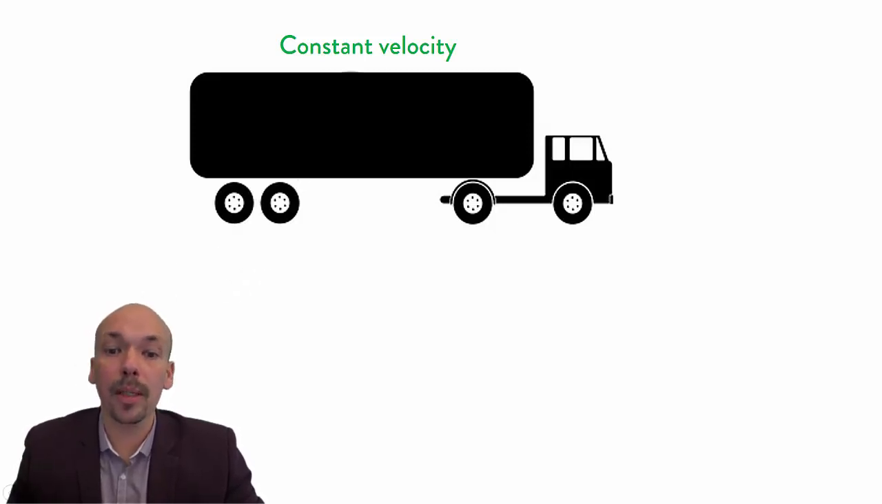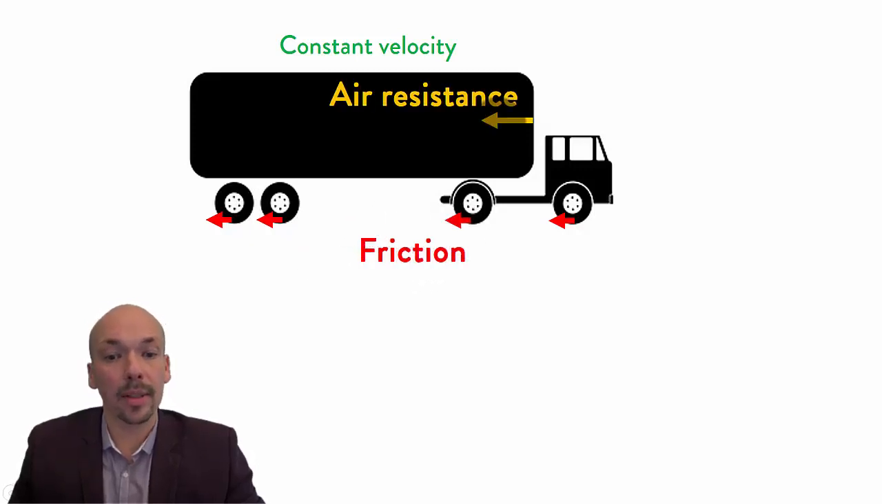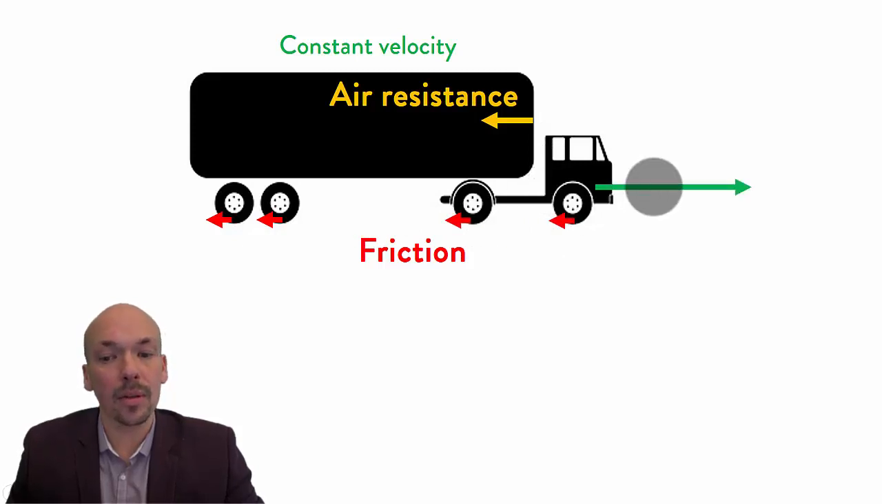We have a truck going with a constant velocity, and when a truck is going with a constant velocity, there are still frictions. So for instance, the tires have a friction on the road and they are going backwards, and there's also air resistance going backwards. So to cancel these out, the engine needs to have a constant force forward. So to go with a constant speed, you need a constant force forward. That's on Earth because of frictions.